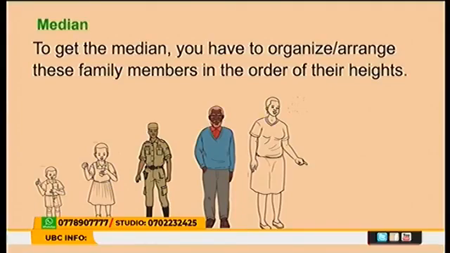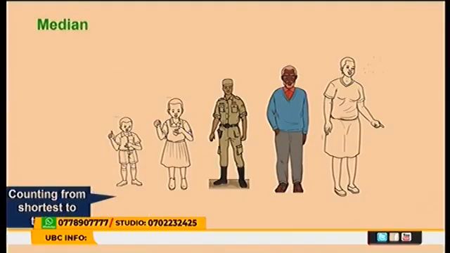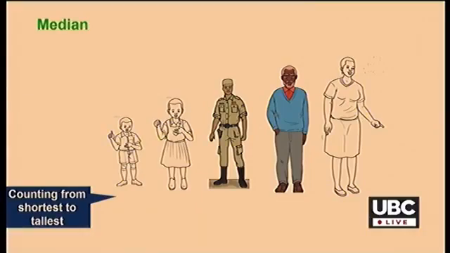So let's sort their heights, and then we determine the member who is in the middle position. I repeat, middle position. So when we are counting from position 1, position 2, position 3. As you can see on your screen, the shortest member of the family has 130 centimeters.